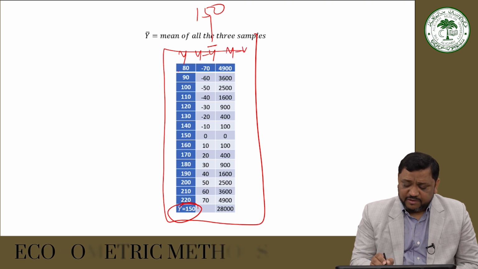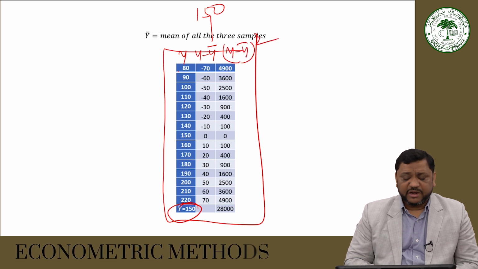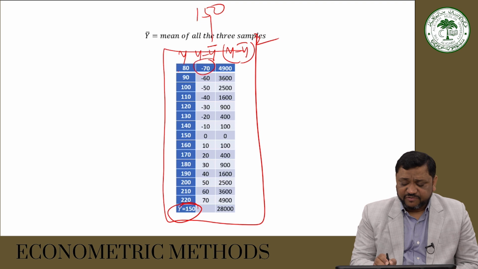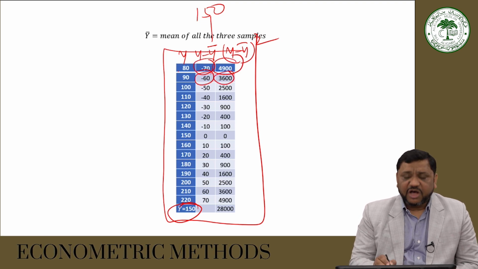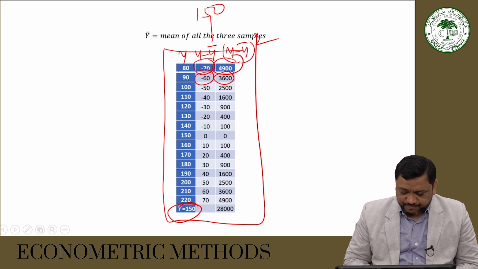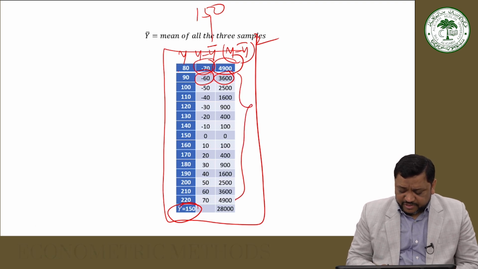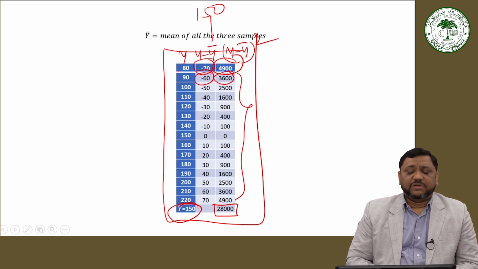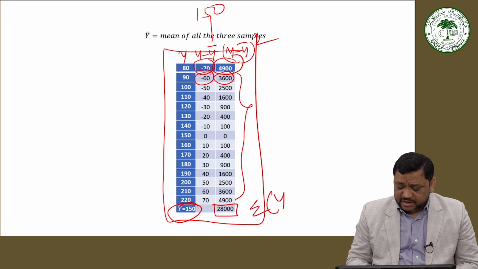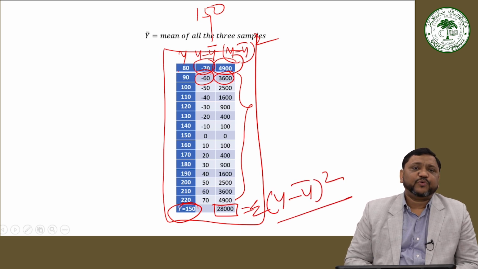So 80 minus 150 is minus 70, 90 minus 150 is minus 60, and likewise. And then we take the square of y minus y bar. So for minus 70 we get 4900, for minus 60 we get 3600, and likewise. Finally, we add all of them, and this is the summation of y minus y bar whole square, which we get as 28,000.